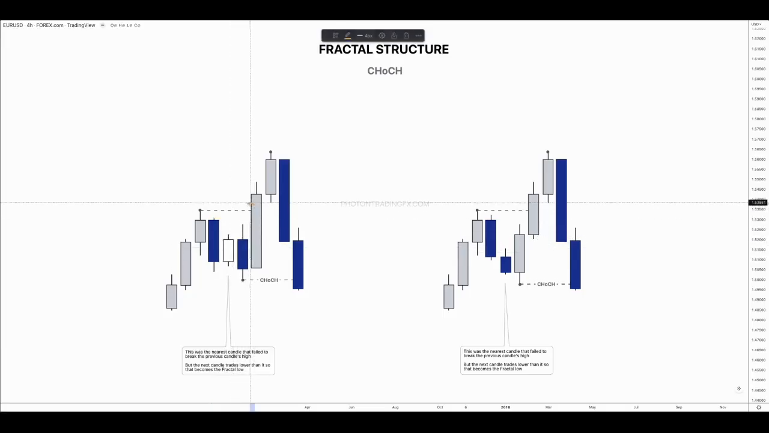So again, when you see that high break, you want to look at where was the nearest candle that failed to break the previous candle's high. So this becomes our low, our fractal low, but obviously price has already traded through it. So we just adjust it to the next candle and that becomes our low in this case.